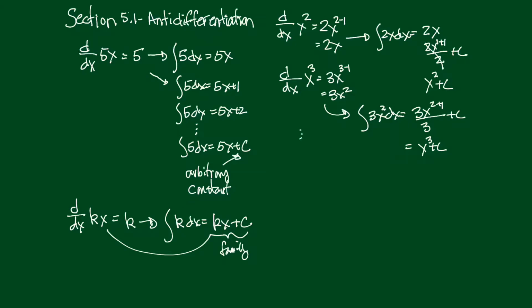So here's what that would take us. If we antidifferentiate x to the k with respect to x, we're going to get x to the k plus 1 over k plus 1, plus c. So for example, if we antidifferentiated, say, x to the 4th with respect to x, we increase that exponent by 1 and divide by that new exponent.